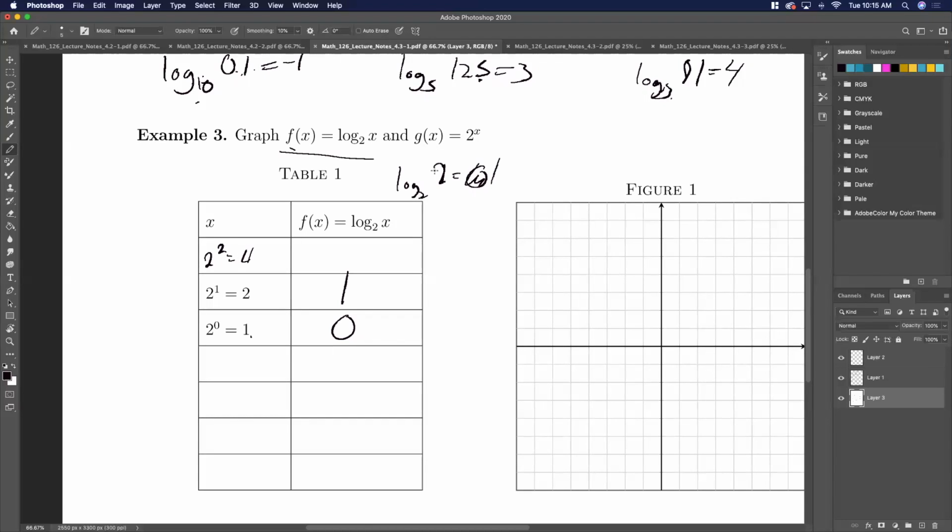So x, here I can plug into. Here, I can do this game again. So I can have log base 2 of, and here I'm going to say 2 to the negative 1 power, which is equal to a half.